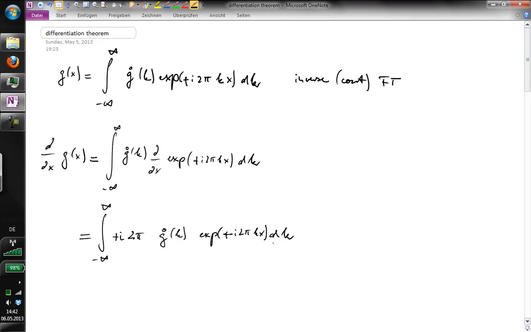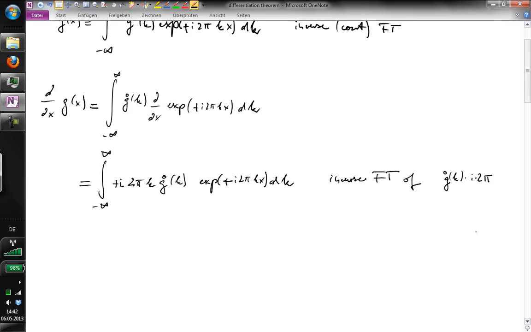So this is now the inverse Fourier transform, not of the original signal, but of the original signal multiplied with i k (2π). Okay, that's important.